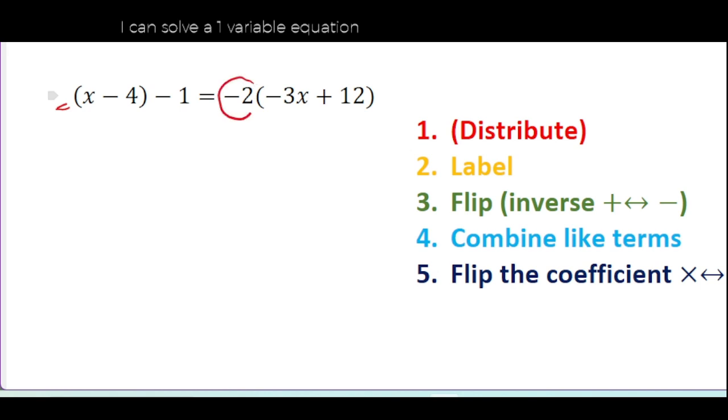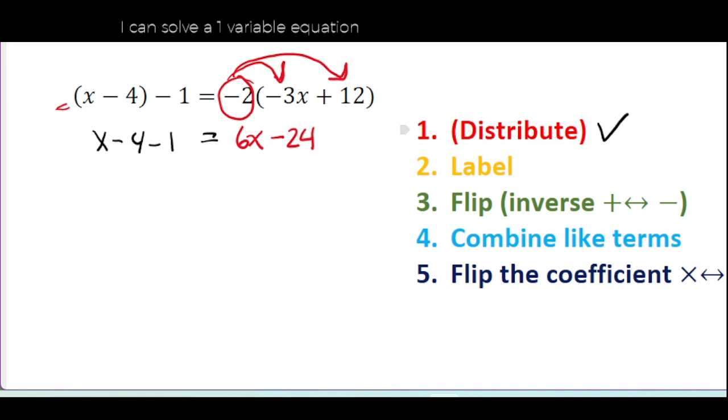And then here, I am distributing this negative 2. So negative 2 times negative 3x is going to give me 6x. And negative 2 times positive 12 will give me negative 24. So that'll turn into minus 24. And again, everything else will stay the same. 5x minus 4 minus 1. And I went ahead and dropped those parentheses because there was nothing to distribute here.